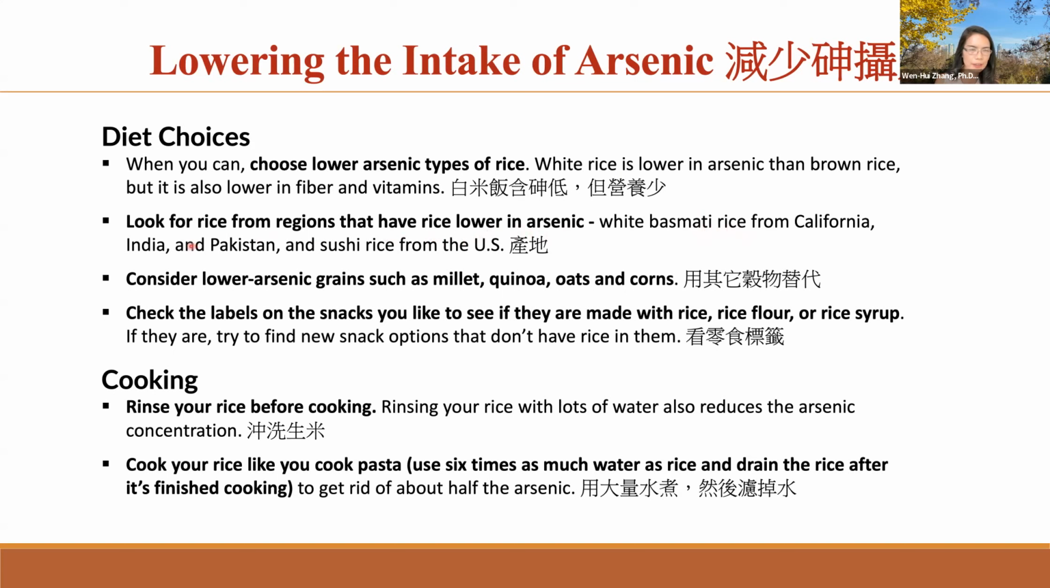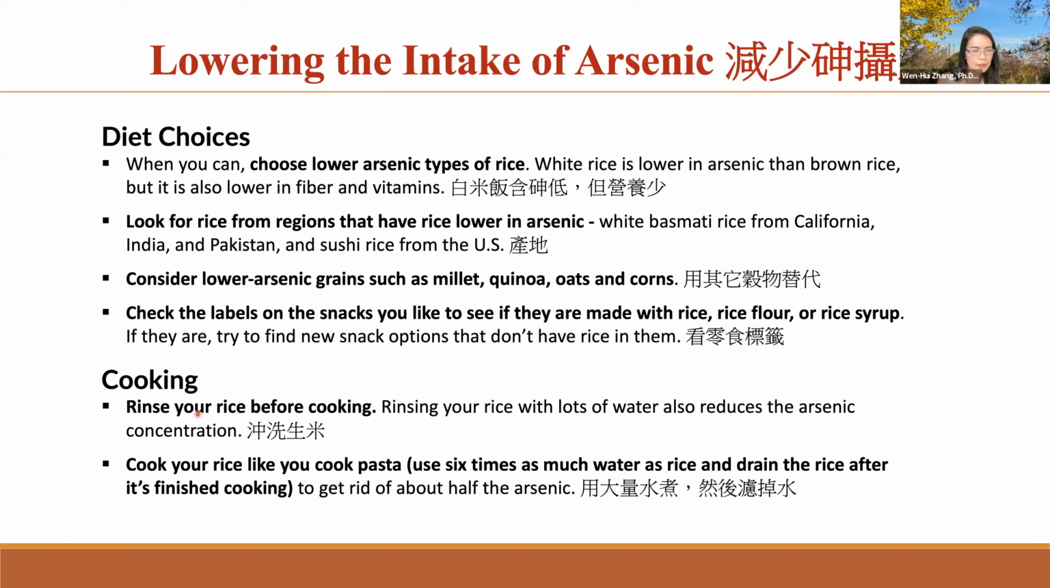Basmati rice from California, India, and Pakistan usually has lower arsenic content. And you can replace white rice with lower arsenic grains such as millet, quinoa, oats, and corn. Just for the infants and babies, choose snacks that are made out of other grains, not made out of rice. And check the labels of the snack to see if they are made with rice or rice flour.